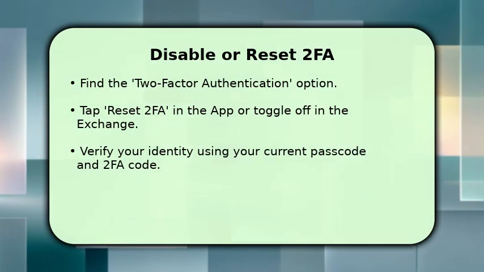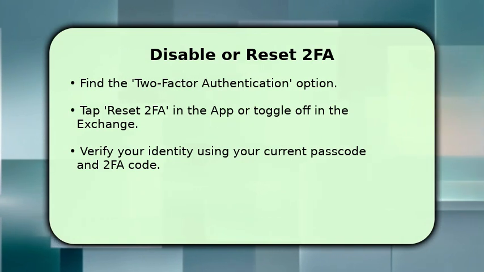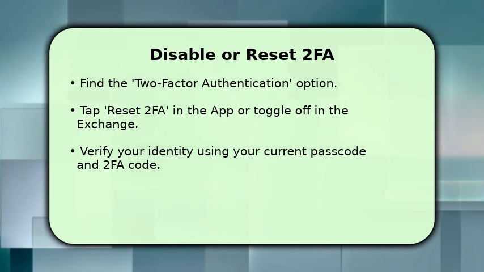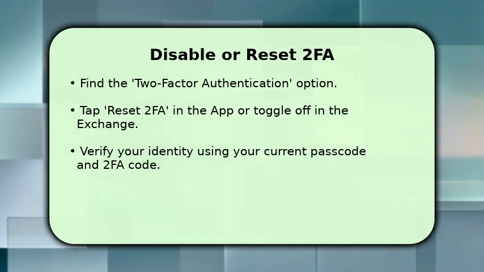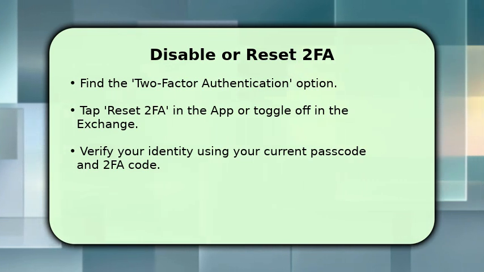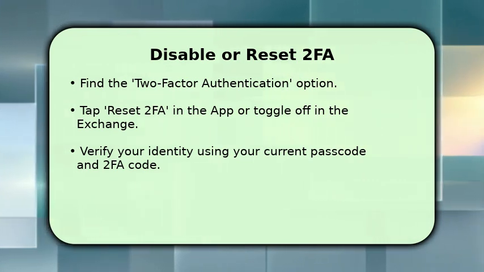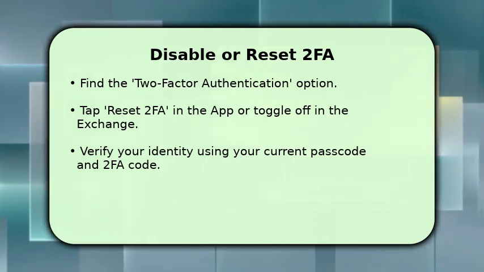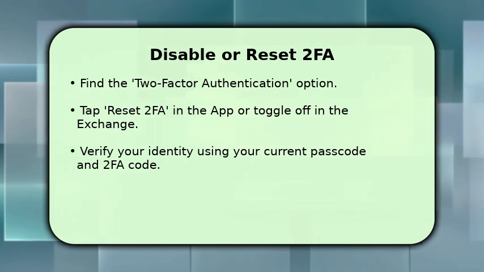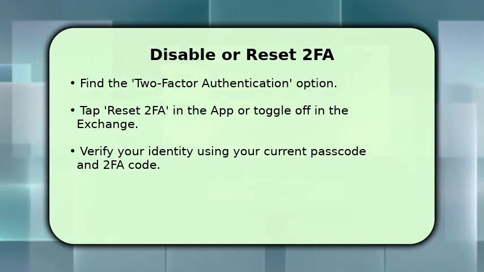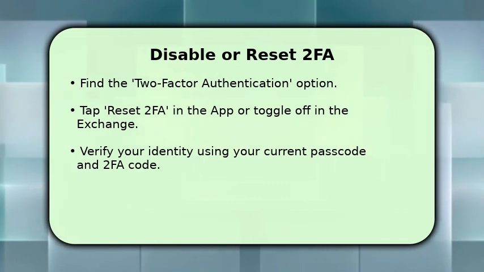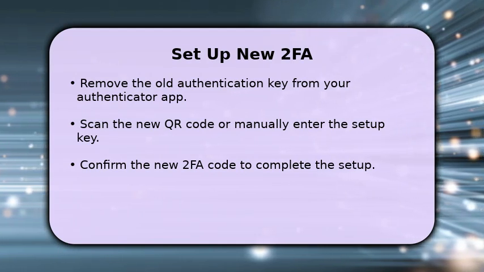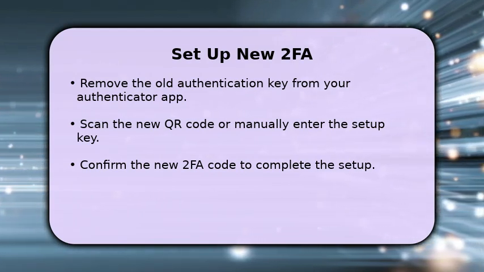Inside the security section, locate the two-factor authentication option. If you are using the Crypto.com app, you will see a Reset 2FA button. On the exchange, you can toggle off the 2FA. You will then be prompted to verify your identity by entering your account passcode and the current 6-digit 2FA code from your authenticator app. This step confirms you are the legitimate account holder before any changes are made to your security settings. After successful verification, immediately remove the old Crypto.com authentication key from your authenticator app.